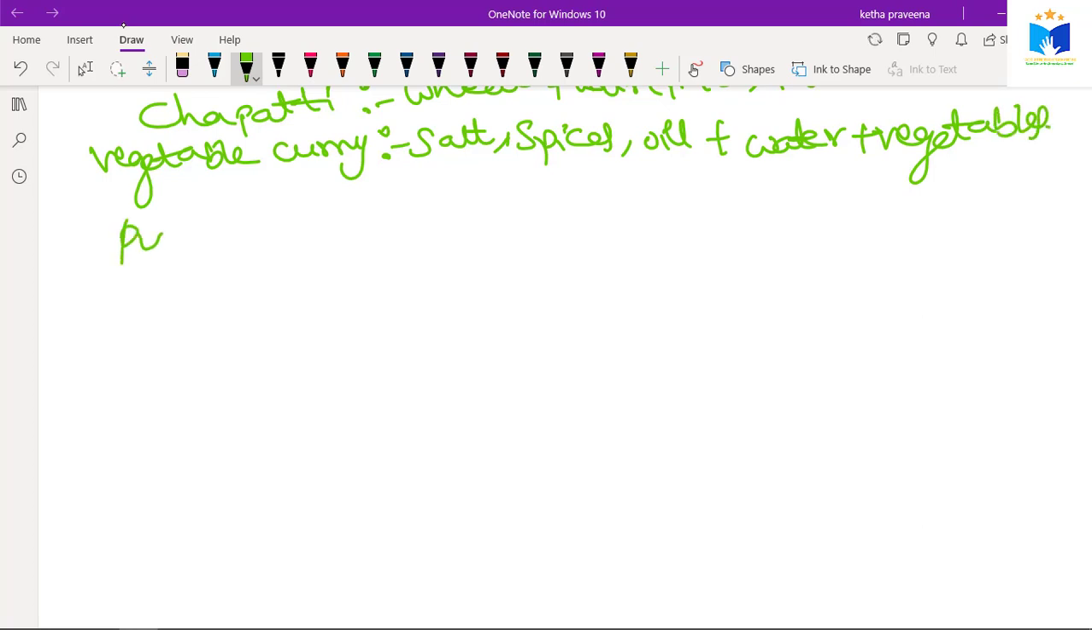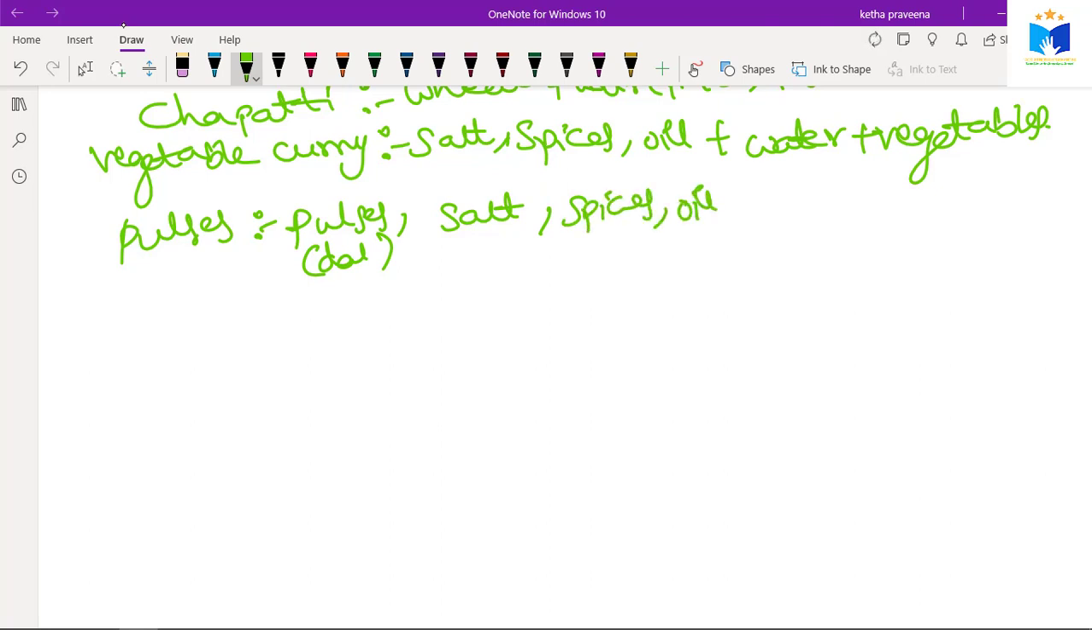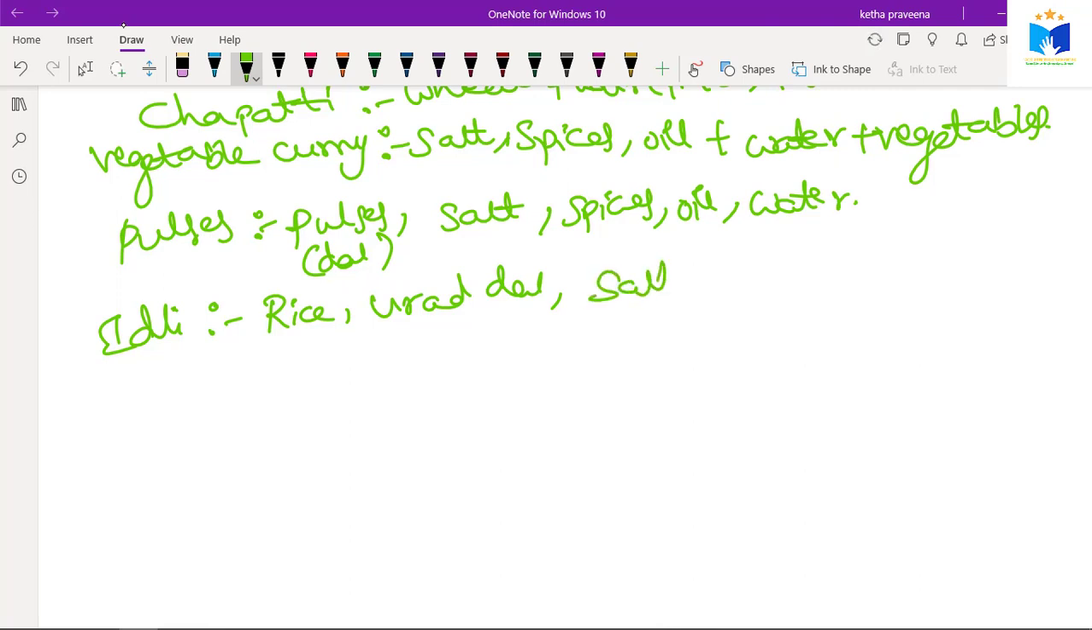Next, pulses. To make pulses, obviously we require pulses. We can call this pulse a dal. Dal, salt, spices, oil, and water. So these are the ingredients we require to make the pulse. To make idli, we require rice, urad dal, salt and water. So these are the ingredients we require to make idli.